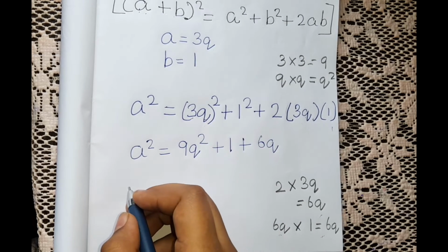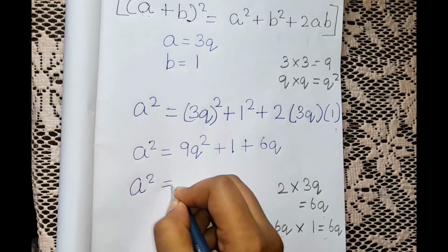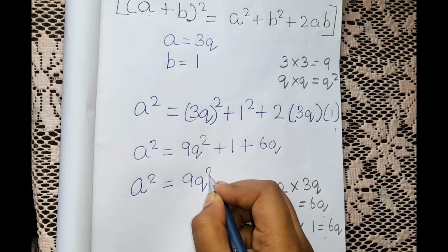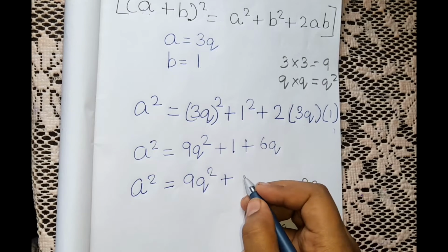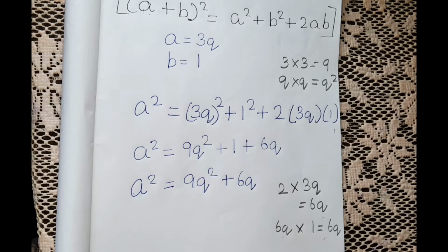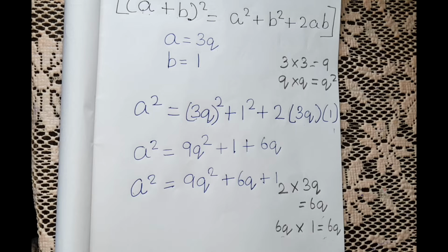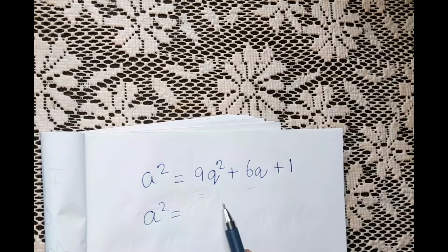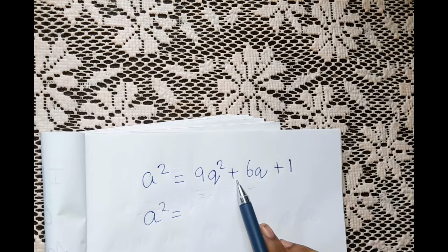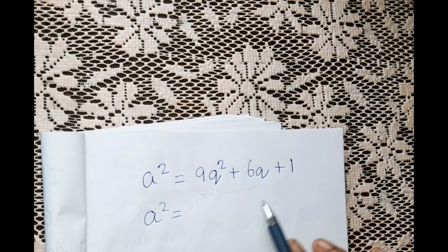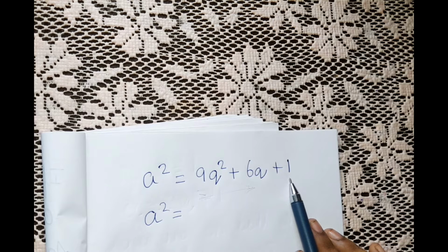Okay, now a square is equal to, first let's write 9q square as it is, plus 6q. Why are we writing 6q first? That's because first we should write the variable terms and then we can write the constant term afterwards. So we wrote the variable terms, 9q square plus 6q, and after that we wrote the constant term, that is 1.